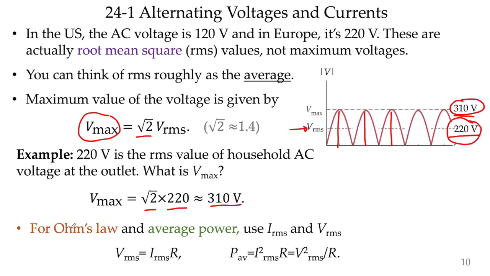Okay, so for Ohm's law and the average power, you have to use not the maximum value of the voltage. Again, practically it's not the value that you get from the outlet. So you have to use the averages, which is the RMS values of the current and the voltage. So if you want to use Ohm's law with the RMS voltages, it's here. And if you want to calculate the power, you can use I squared R, or you can use V squared divided by R. But again, you have to use the RMS values.